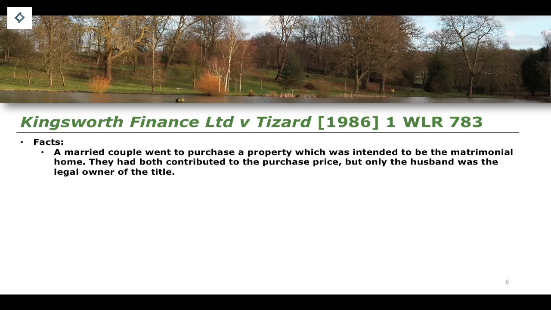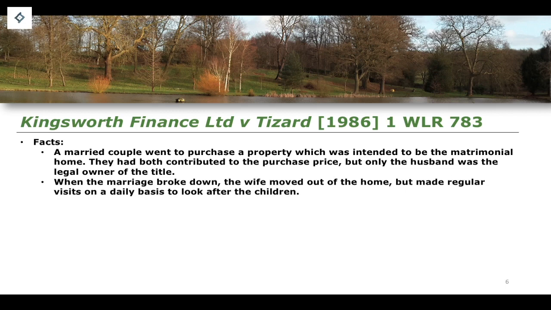Now, for those of you who have either studied equity and trusts already, or have gone through some of our lessons on equity and trust that we have done, you may understand what the resulting issue appears to be in this case. When you have two individuals that contribute significantly to the purchase price of a property, but only one is given the legal owner of the title, then what it means is the other individual has an implied trust which results from the fact that they had contributed to the purchase price. When the marriage broke down, the wife moved out of the home, but made regular visits on a daily basis to look after the children, so she was around for quite a lot of the time.